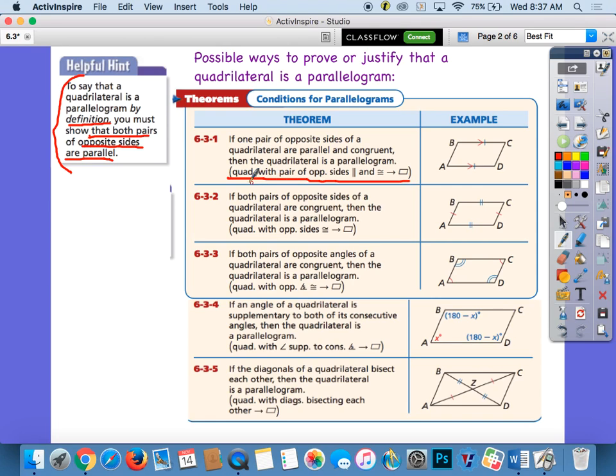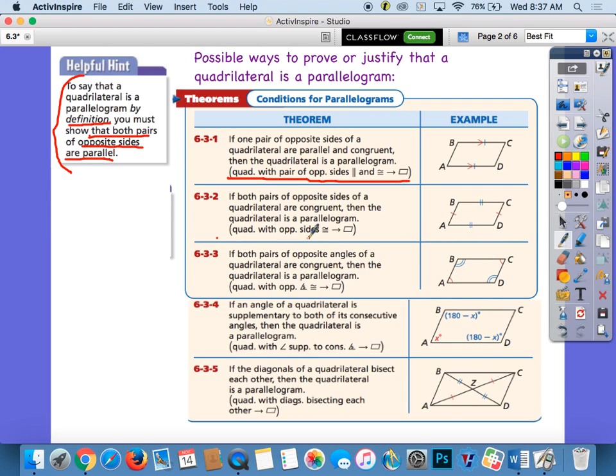If a quadrilateral has a pair of opposite sides that are parallel and congruent, then it is a parallelogram. So look at your drawing here. There is a quadrilateral, and it shows that one pair of opposite sides is parallel and that same pair is congruent, therefore that's a parallelogram. This differs from your definition because your definition says that both pairs of opposite sides are parallel. So notice the difference between the two.